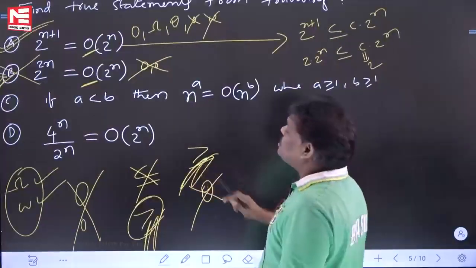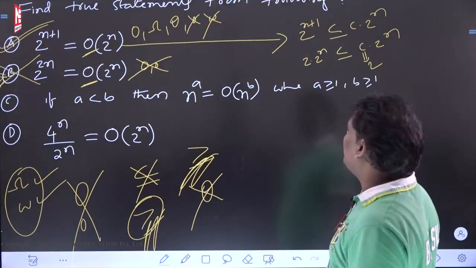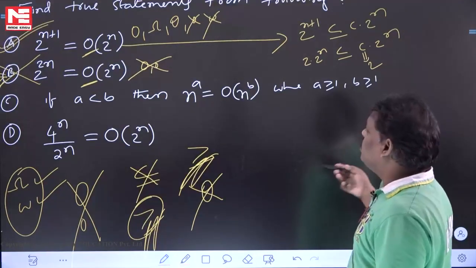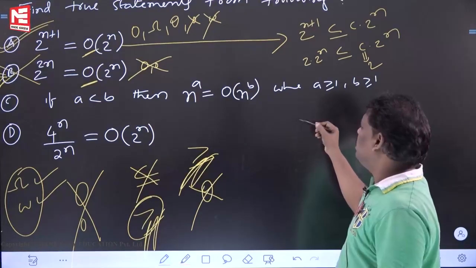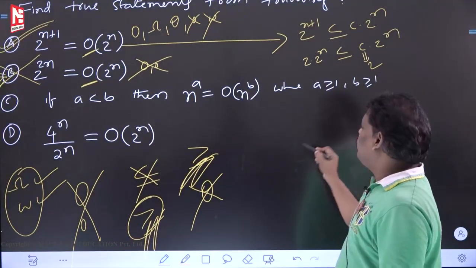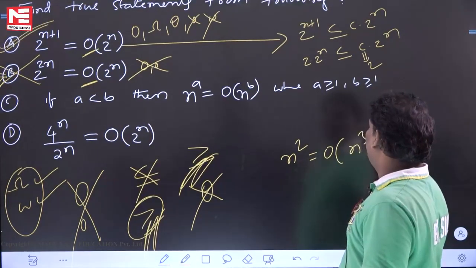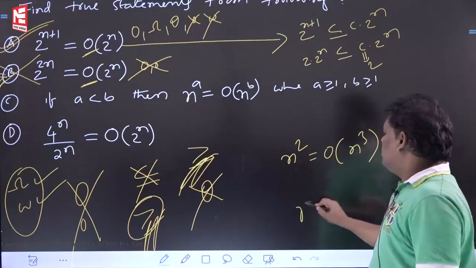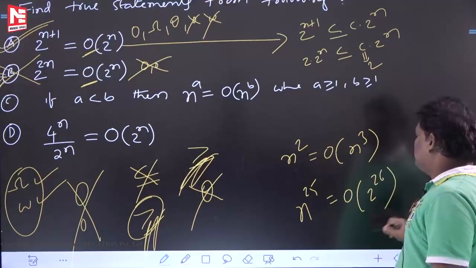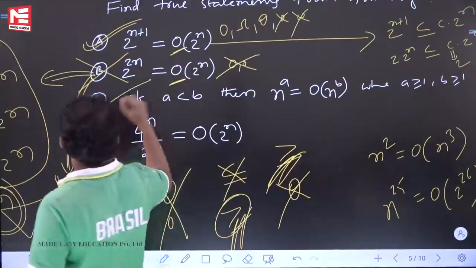Option C: if A is less than B, then n power A is big O of n power B, where A is greater than or equal to 1 and B is greater than or equal to 1. You can take any A and B values, but they should be greater than or equal to 1. Please be careful. It is something like n square is big O of n cube. Next, n power 25 is big O of n power 26. For option C there is nothing to explain; it is true.